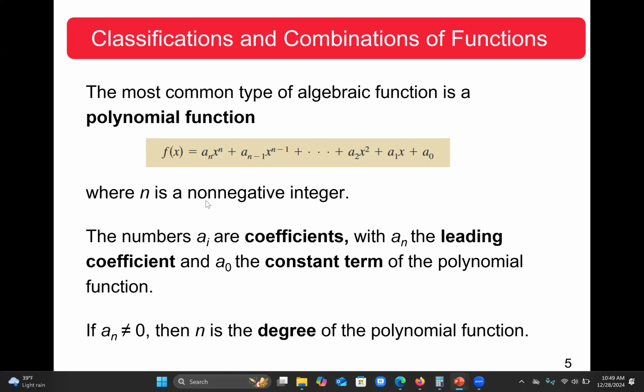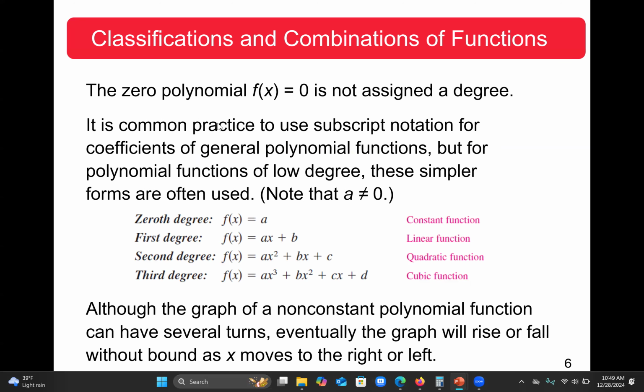An example of a polynomial function can be a quadratic function, let's say 3x squared plus 2x plus 6. So 6 will be the a_0, a constant value. And if a_n is not equal to 0, then n is the degree of the polynomial function. For the quadratic, the degree is 2, because the highest exponent is 2, which in this case will be n, because the next one is n minus 1 all the way to the constant value. The zero polynomial function f(x) equals 0 is not assigned a degree.